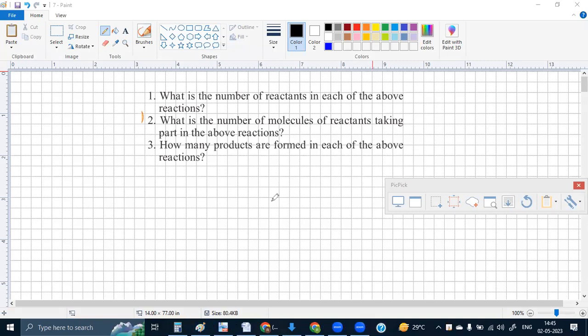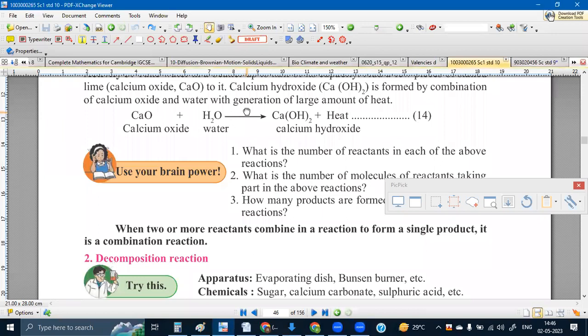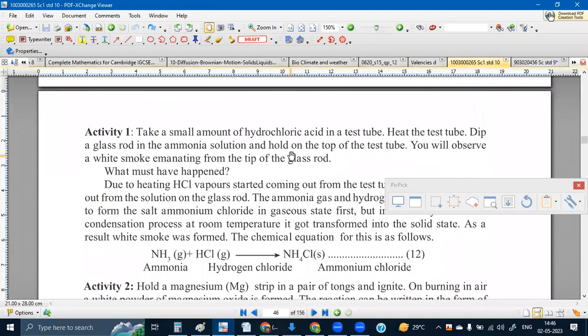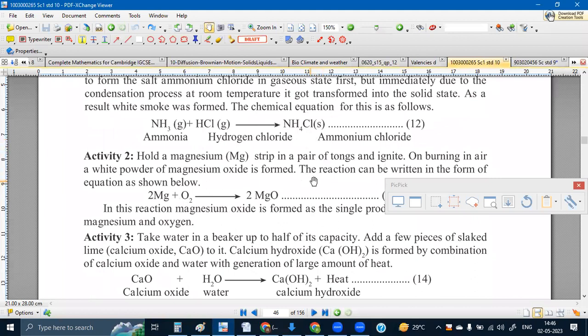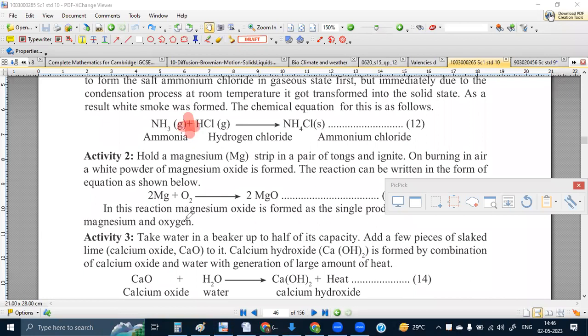Okay, see here now. First, we are taking the questions from your textbook. What is the number of reactants in each of the above reactions? So now in each of the above reactions, what is the number of reactants? I'll just take up all these reactions starting from here. You can see here there is only one plus sign over here. So 1 and 2, there are two reactants.